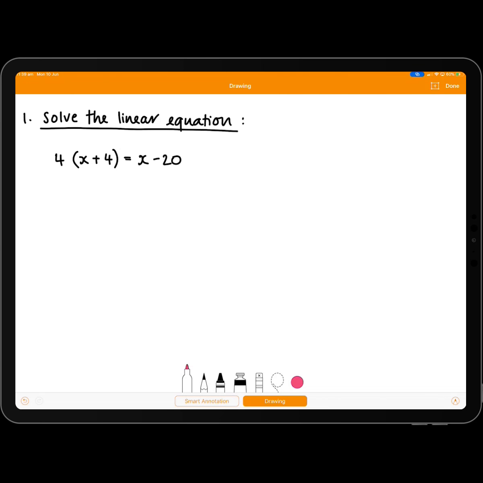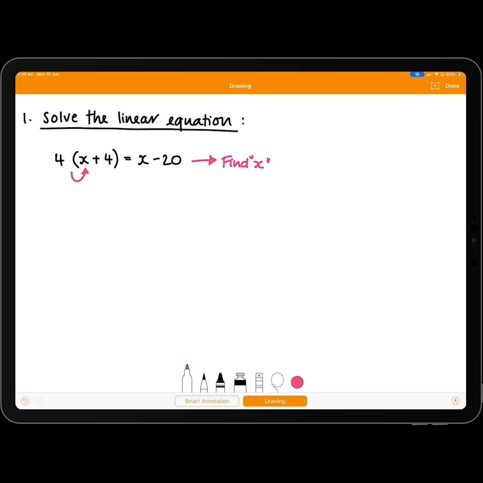In this particular question, we're told that 4 times (x + 4) equals x minus 20. So in this question, we're trying to find x, where it will satisfy the left-hand side and the right-hand side. When I say that, I mean the left-hand side must also equal the right-hand side. To do this, I would say the first step would be to expand the brackets.